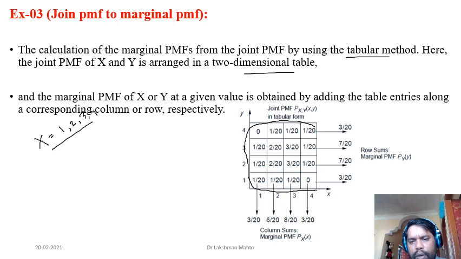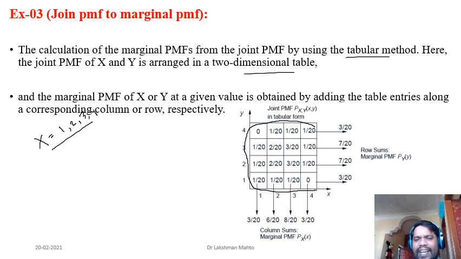What is the joint probability of 0, 0? It is 0, not here. What is the joint probability of 1, 1? It is 1 by 20. Joint probability of 1, 2 is 1 by 20. Joint probability of 1, 3 is 1 by 20. Joint probability of 1, 4 is 0. Like this, the joint probability mass function for 2, 1 is 1 by 20, 2, 2 is 2 by 20, 2, 3 is 2 by 20, and 2, 4 is 1 by 20. Likewise, all the values of the joint probability mass function are given here.